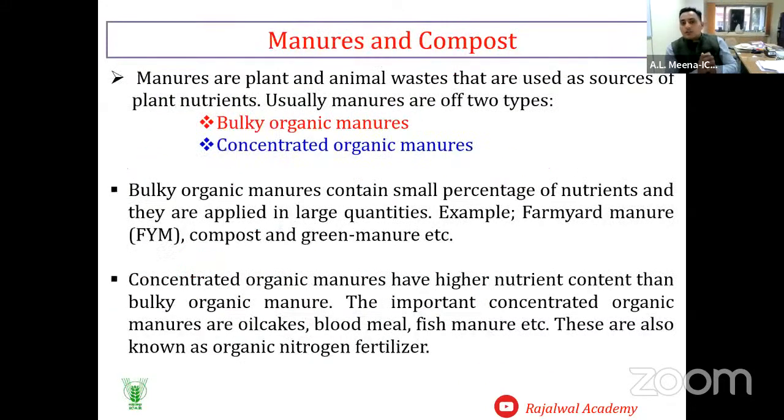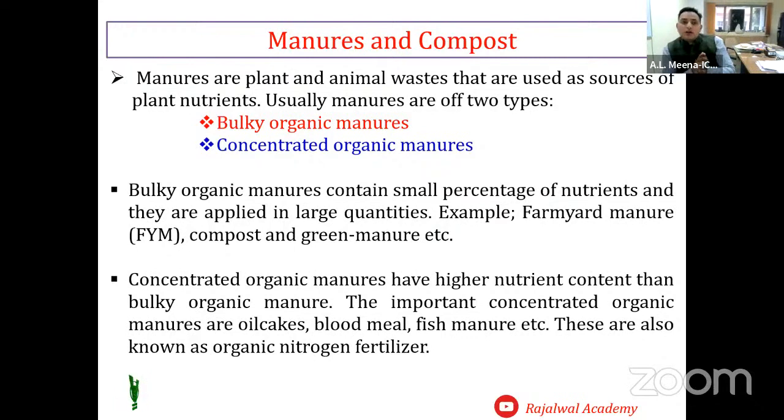Now coming to the manures and compost. What are the manures and what is the compost? So manures are the plant and animal waste that are used as a source of plant nutrients. Usually manures have been divided in two parts based on the nutrient availability: bulky organic manures and concentrated organic manures.